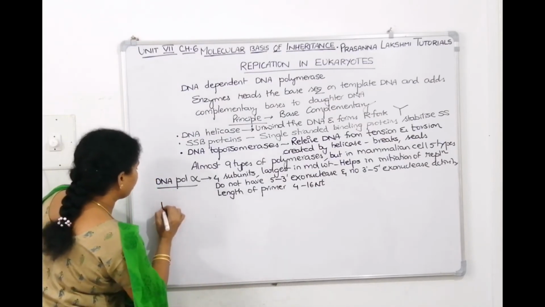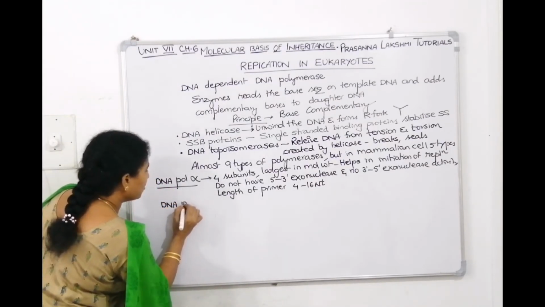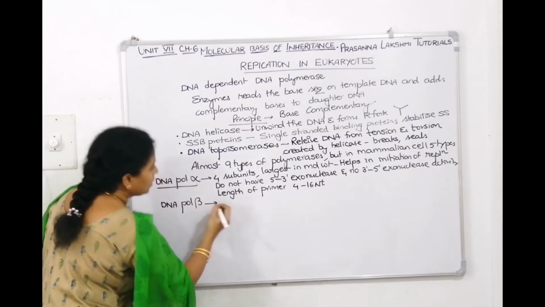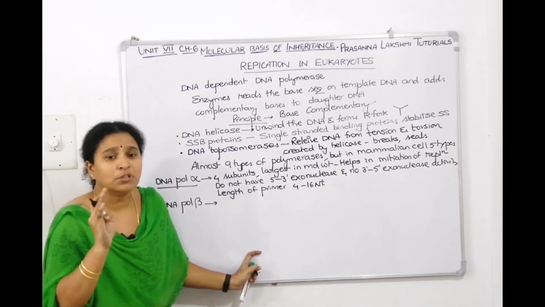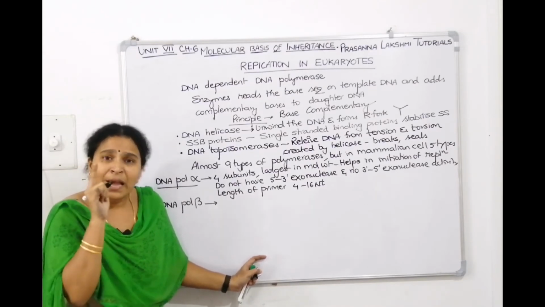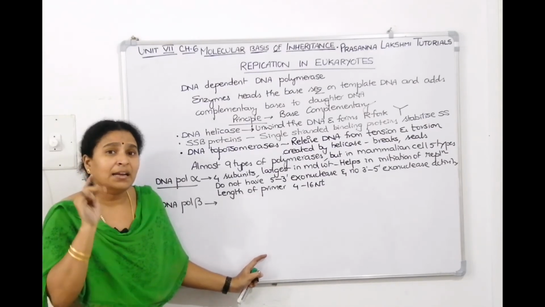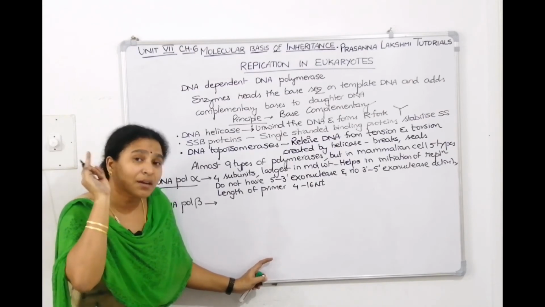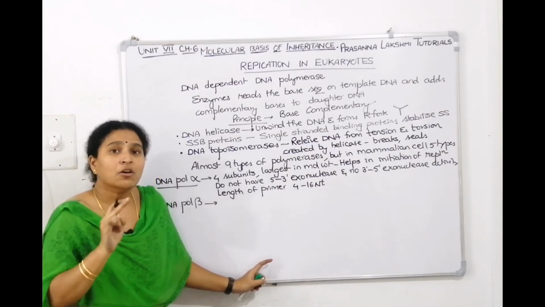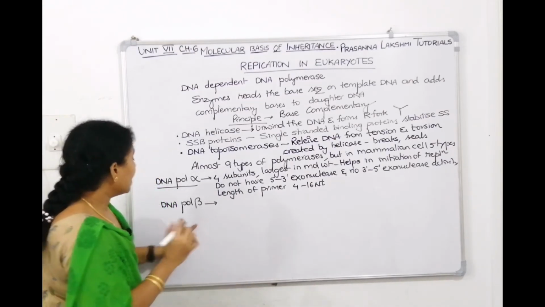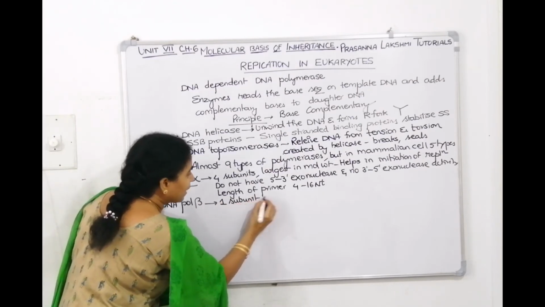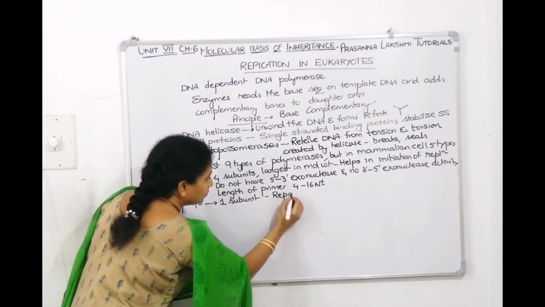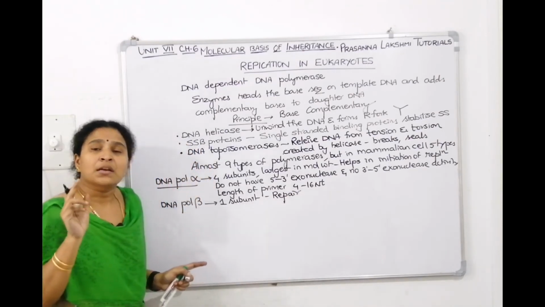The next enzyme will be DNA polymerase beta. DNA polymerase alpha, you were told, has 4 subunits. DNA polymerase beta has only 1 subunit and helps in repair. It helps in damage repair. DNA pol beta is made up of 1 subunit only and it participates in repair.